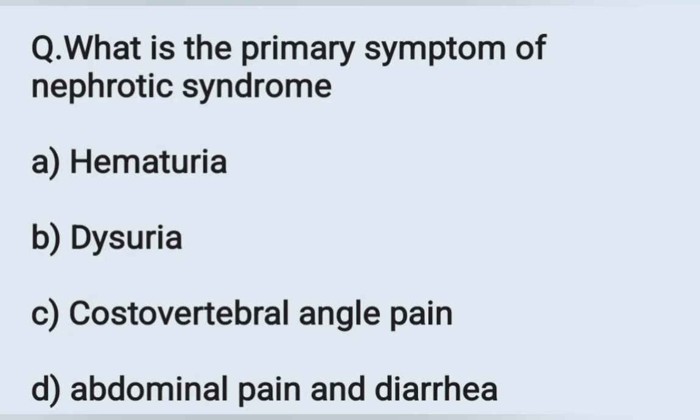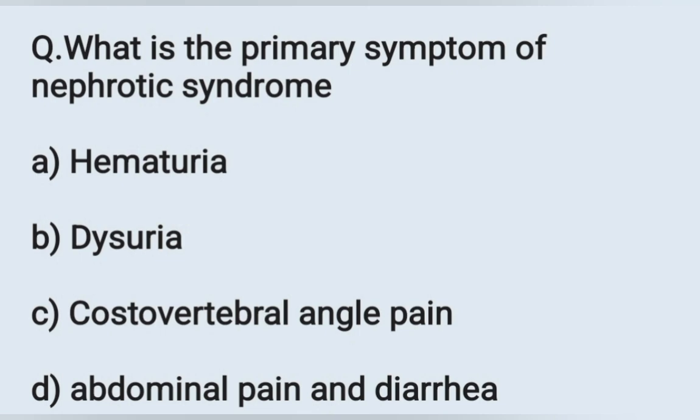Here, next question: what is the primary symptom of nephrotic syndrome? Option A, hematuria. Option B, dysuria. Option C, costovertebral angle pain. Option D, abdominal pain and diarrhea. We have to think and choose the correct answer from these options. Hematuria means blood in the urine. This will not be the first symptom, the primary symptom of nephrotic syndrome. Dysuria means difficulty in passing urine. This is also not the primary symptom. Costovertebral angle pain is also not the primary symptom. So we can select our correct answer, option D, abdominal pain and diarrhea.